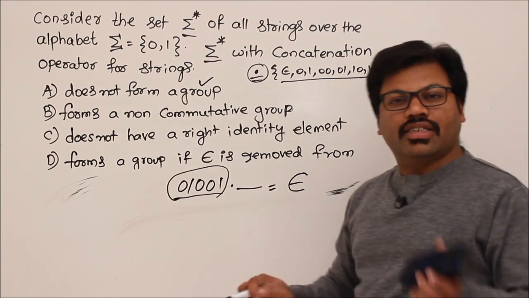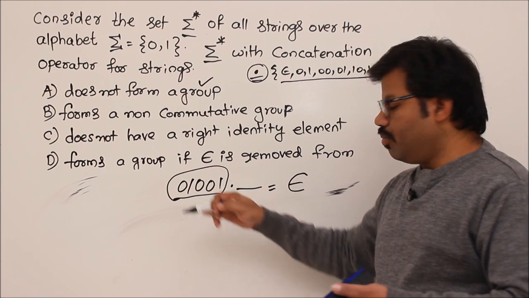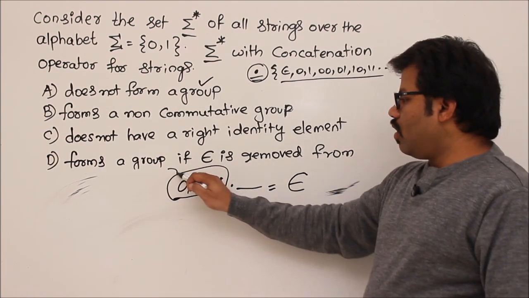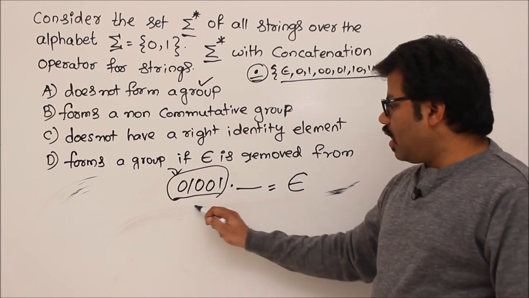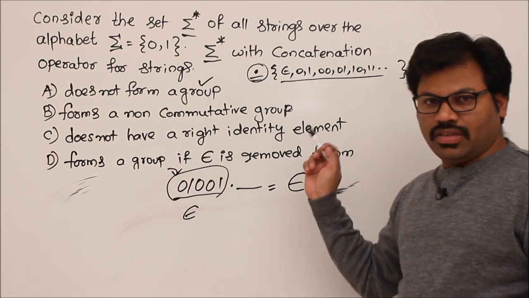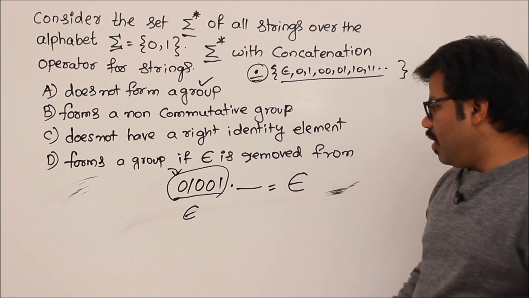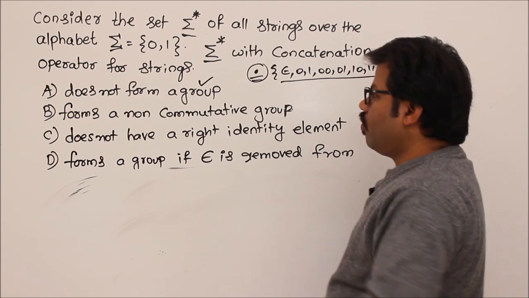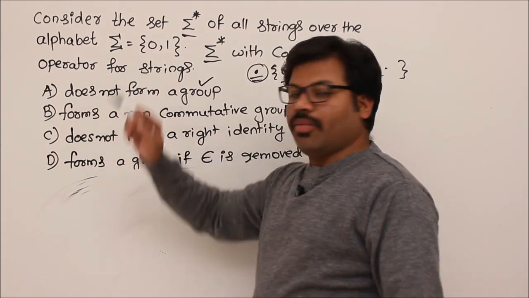For this string, what can you concatenate to get epsilon? See, whenever you concatenate something more, the bits will definitely not be cancelled, right? So you never get the empty string. So other than epsilon, no element has an inverse element, correct? So that's why there is no inverse element for some elements, and that's why it does not form a group, correct?